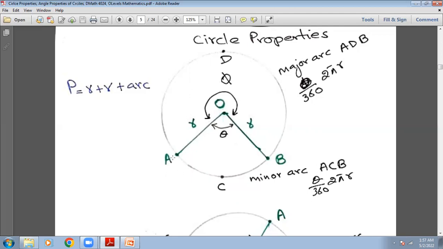If you want to find out the arc, this arc is ACB. This is the arc of the minor sector. So its formula will be theta divided by 360 times 2 pi r. If you want to find out the arc of this major sector, it will be arc ADB, and its formula will be phi divided by 360 times 2 pi r. If you want to find out the perimeter of any sector, the formula will be radius plus the arc.